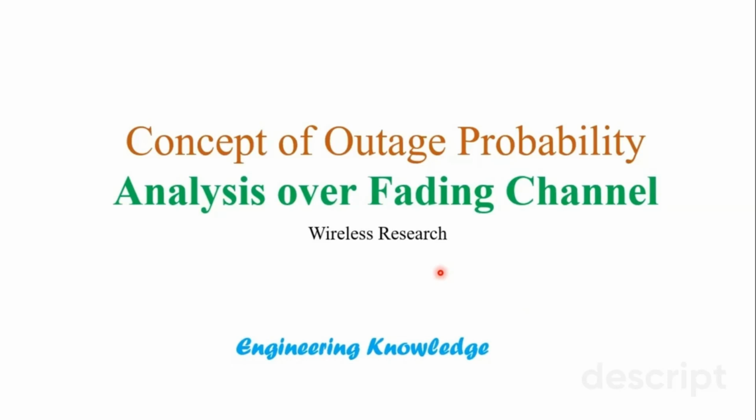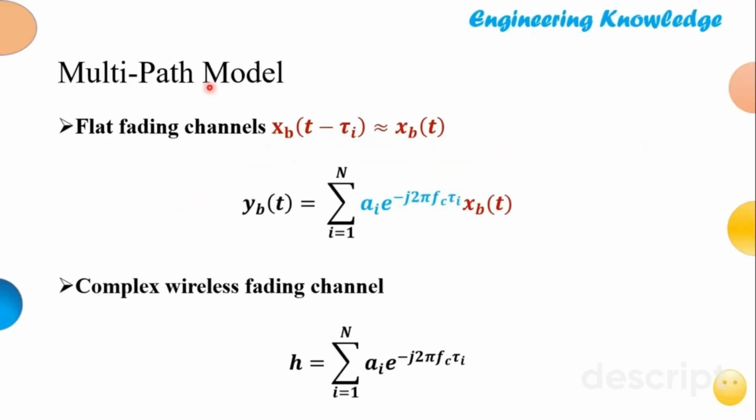In this lecture, we will discuss the basic concept of outage probability and how analysis over fading channels can be done. In the previous lectures, we have discussed multipath fading several times; you can check my previous lectures for the same. If there is a flat fading channel, then the symbol xp of (t minus tau i), where tau i is the delay, can be approximated as xp of t, and the received signal yp of t can be written as the multiplication of the channel with the narrowband signal. This approximation is called the narrowband signal.